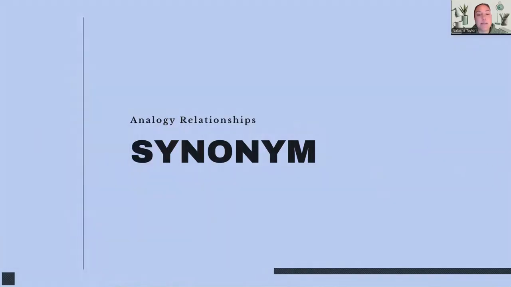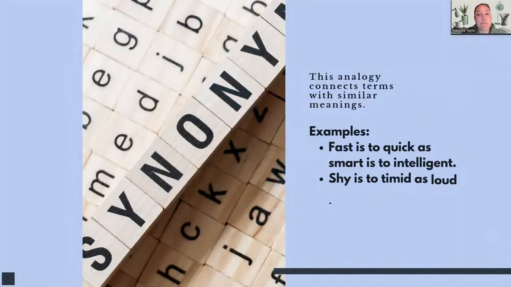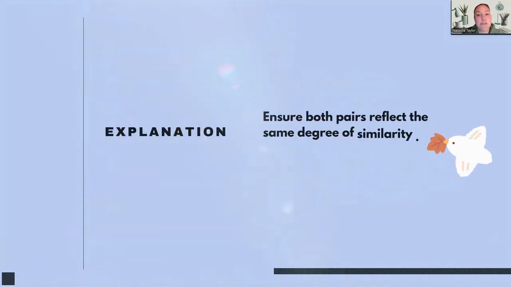Analogy relationships. Synonym: this analogy connects terms with similar meanings. Examples: fast is to quick as smart is to intelligent. Shy is to timid as loud is to boisterous. Explanation: ensure both pairs reflect the same degree of similarity in meaning.